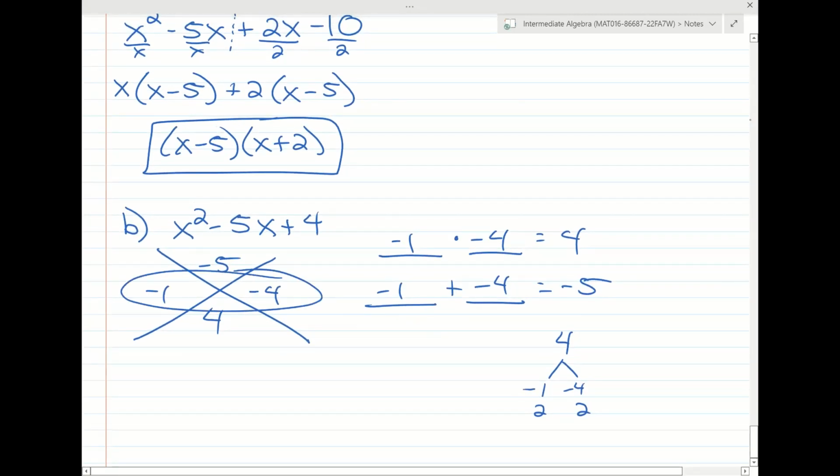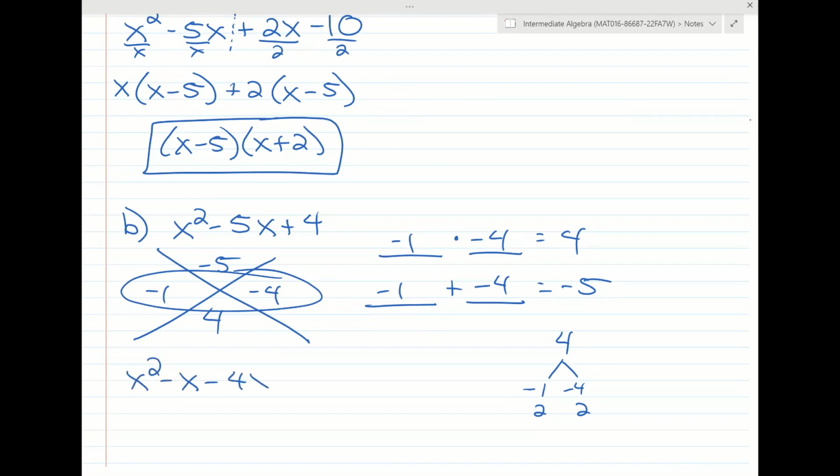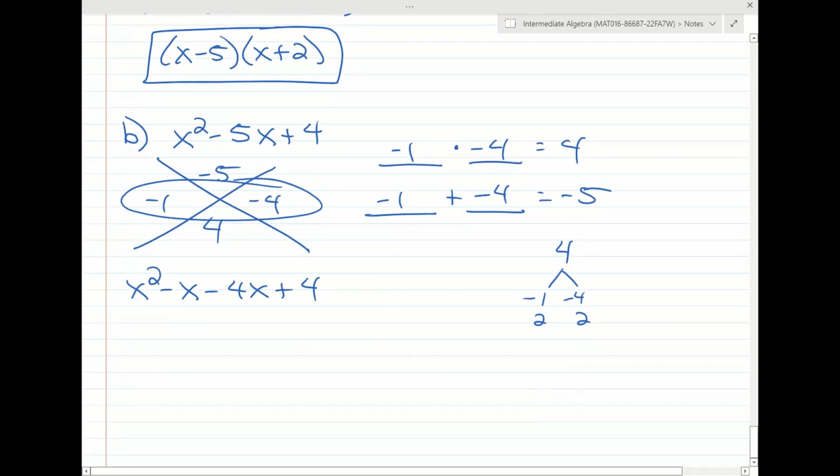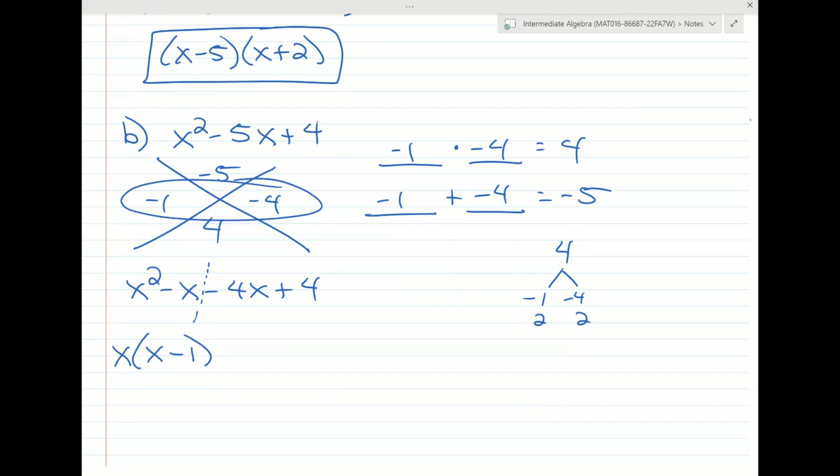So we're going to go ahead and rewrite this. X squared minus x minus 4x plus 4. And then we could factor by grouping, meaning we could cut it down the middle, take out an x, take out a -4. Then we get x minus 1 times x minus 4 is our answer.